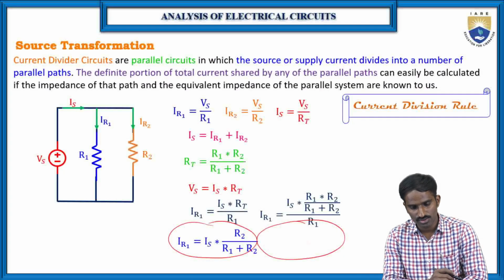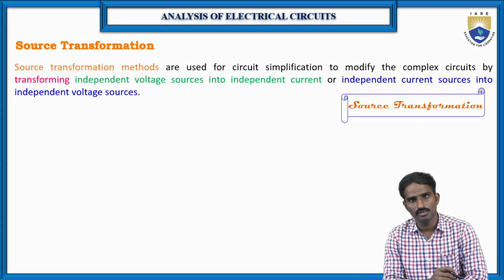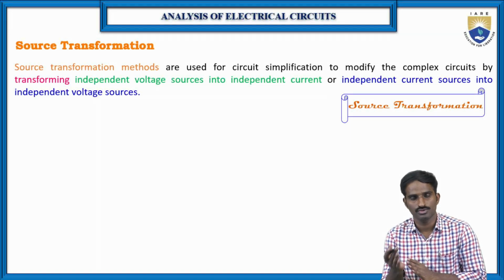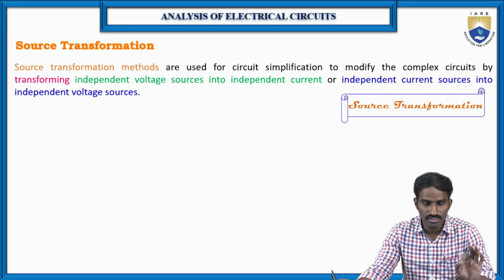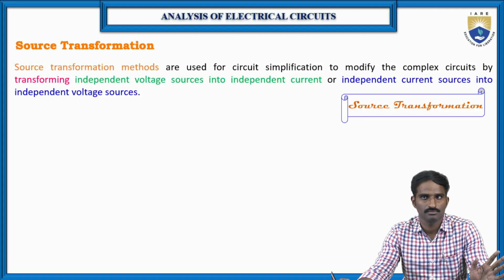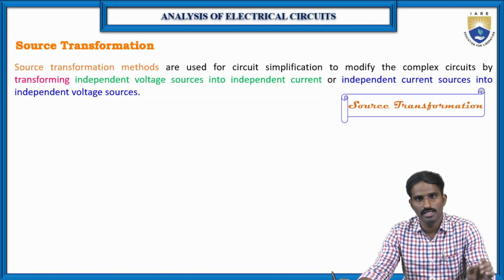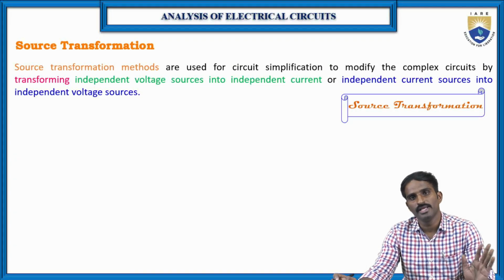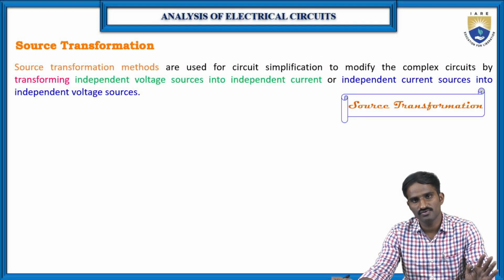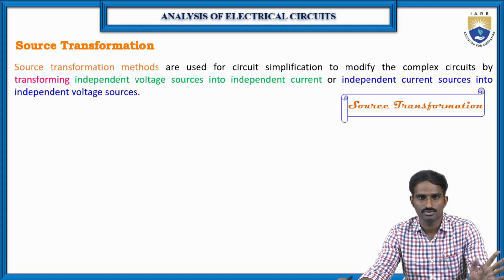Then the next concept is source transformation. So how can we transform one kind of source, which means a voltage source to a current source or a current source to a voltage source? This is possible only for practical sources, and independent practical sources, not dependent. Which means an independent practical current source can be converted into an independent practical voltage source, and an independent practical voltage source can be converted into an independent practical current source.